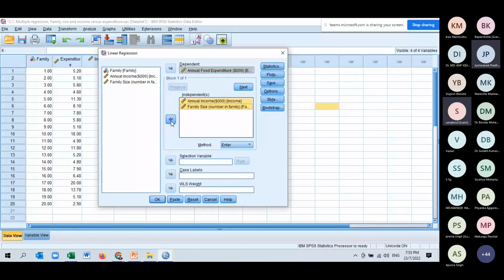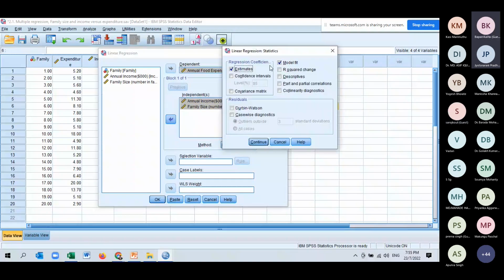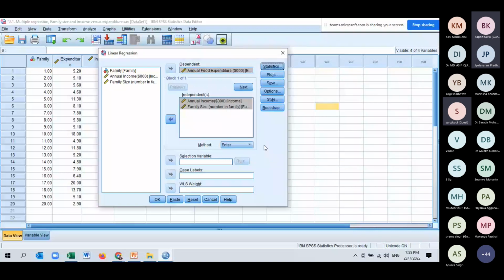So click Statistics, confidence intervals, collinearity diagnostics. Continue, then click OK. You will get a table.